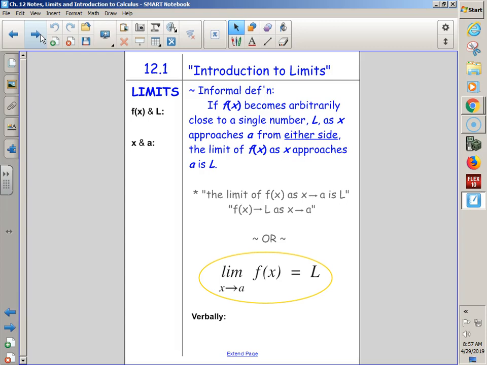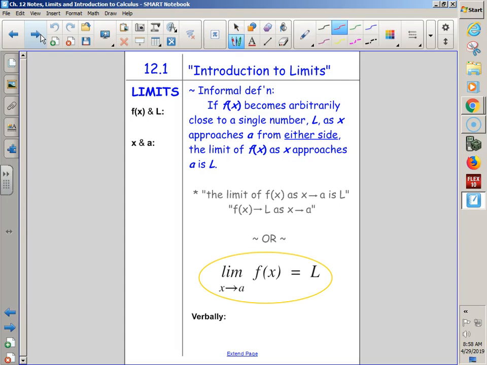Here we go. Intro to limits. Informal definition. There's this thing called an epsilon-delta definition that college professors would really want you to know. And if you're curious about the deeper things of math and proofs, you can go looking for the Greek letter epsilon, Greek letter delta, definition of a limit. But for right now, the informal one says, if f of x becomes arbitrarily close to a single number L as x approaches a from either side, the limit of f of x as x approaches a is L.